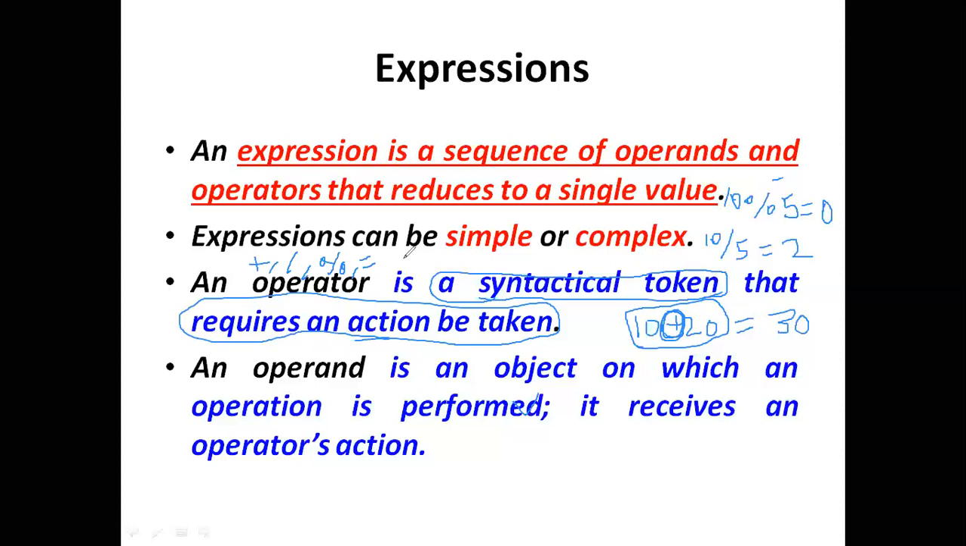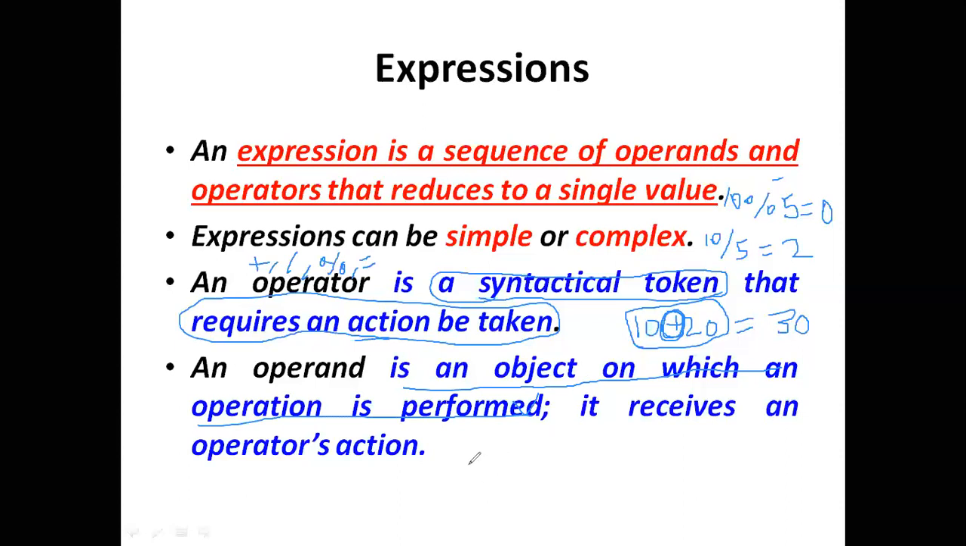Such things we call operators. And which things do we call operands? An operand is an object on which an operation is performed. It receives an operator's action.